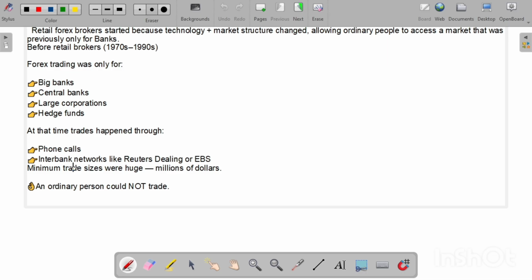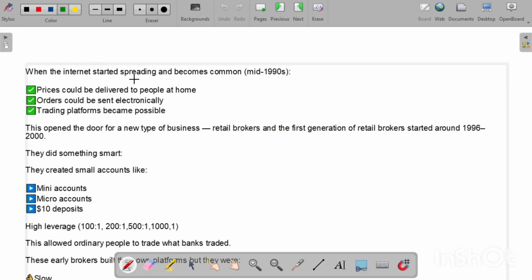We were nowhere to be found until the retail brokers came to change the industry. An ordinary person could not trade. So when the internet started spreading and became common in the mid-1990s, prices could be delivered to people at home. Now things started looking promising, and prices were delivered to homes through emails. Orders could be sent electronically. Now trading platforms became possible. This opened the door for a new type of business, the retail brokers.